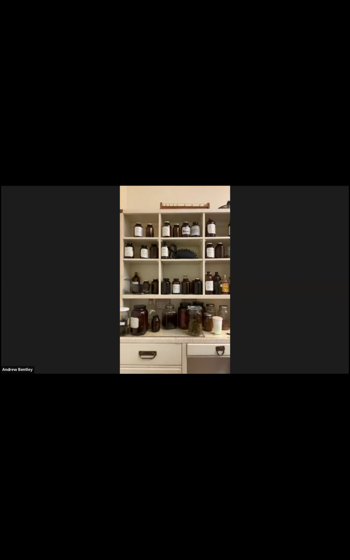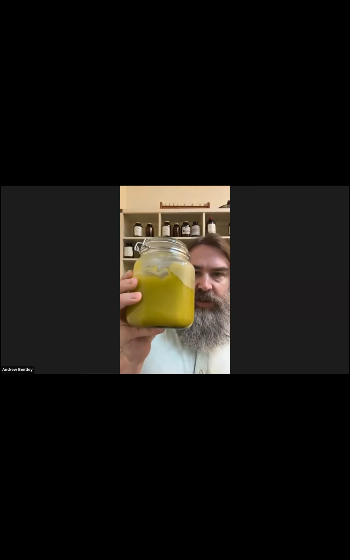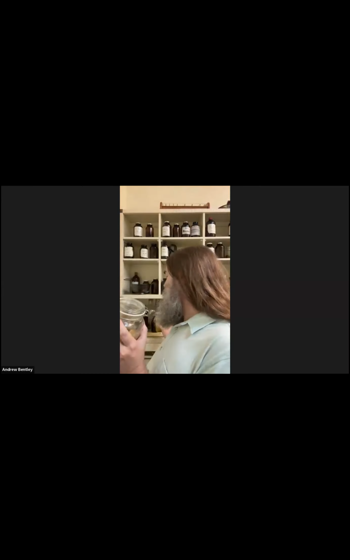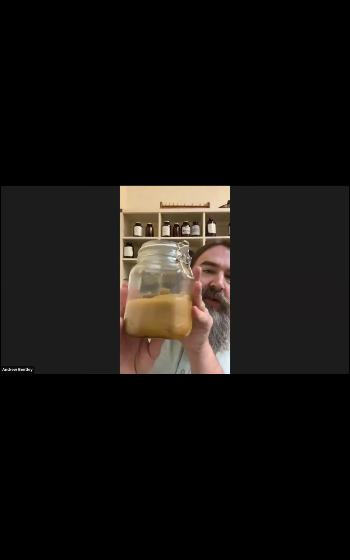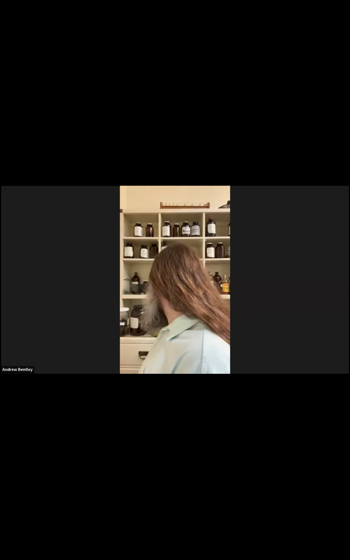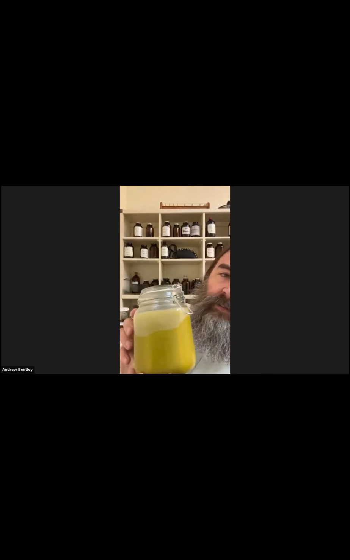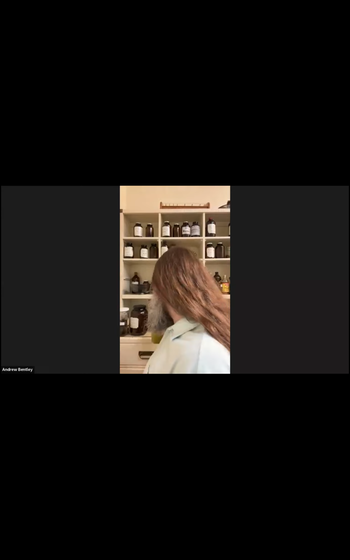So for instance, I have a couple different salves here that I've made. This one is based in olive oil, and you can see it's got this kind of bright green color to it. And this one is made in sesame oil, which has more of a brownish color to it. This is a calendula salve made with beeswax and sesame oil. And then this one is made out of black seed and olive oil.